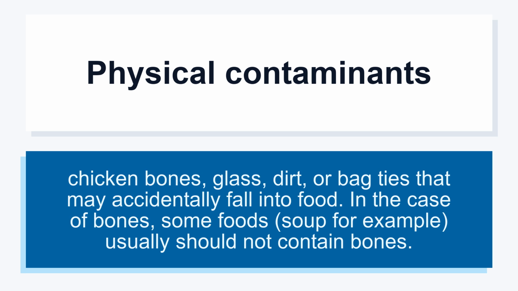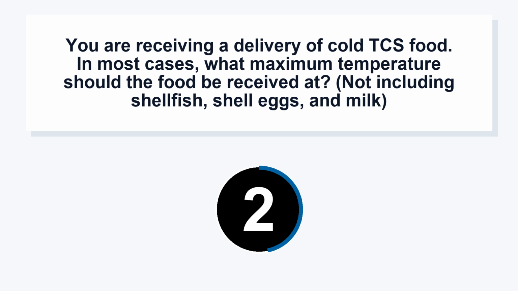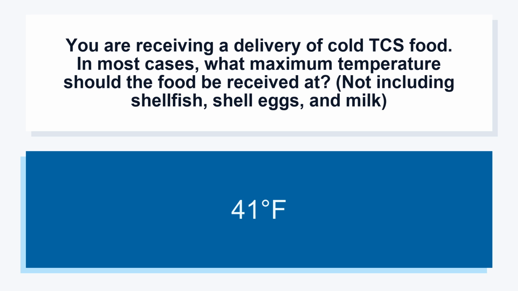Physical contaminants: chicken bones, glass, dirt, or bag ties that may accidentally fall into food. In the case of bones, some foods, soup for example, usually should not contain bones. You are receiving a delivery of cold TCS food. In most cases, what maximum temperature should the food be received at? Not including shellfish, shell eggs, and milk. 41 degrees Fahrenheit.